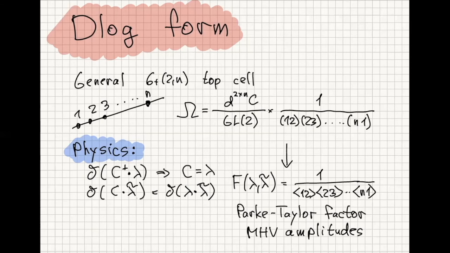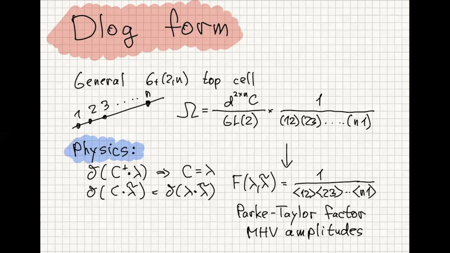So the C matrix is a 2 by n matrix. It's a two-plane in n dimensions. The lambda matrix is also a two-plane in n dimensions, and these delta functions force them to be equal. So in this case, if we calculate this kinematical function, it directly turns from one to the other. And this is the famous Parke-Taylor factor for MHV amplitudes.